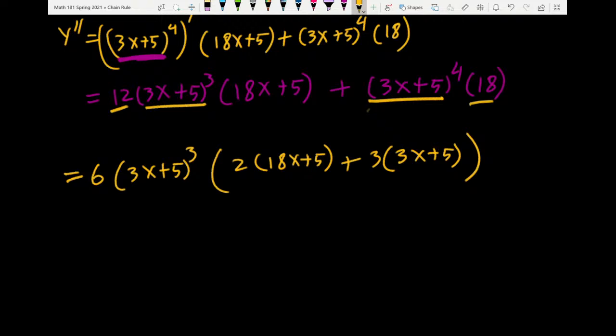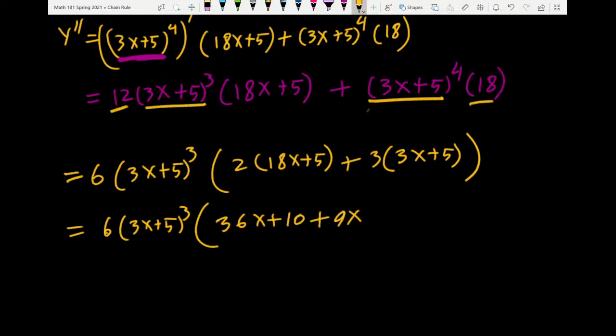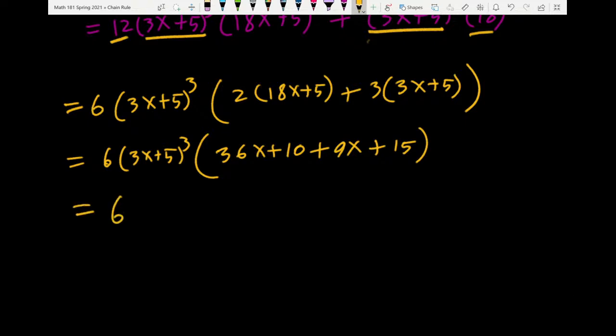All right, let's simplify it. (3x plus 5) to the 3rd. You get 36x plus 10 plus 9x plus 15. So 6 times (3x plus 5) to the third, you get 45x plus 25. Woo.